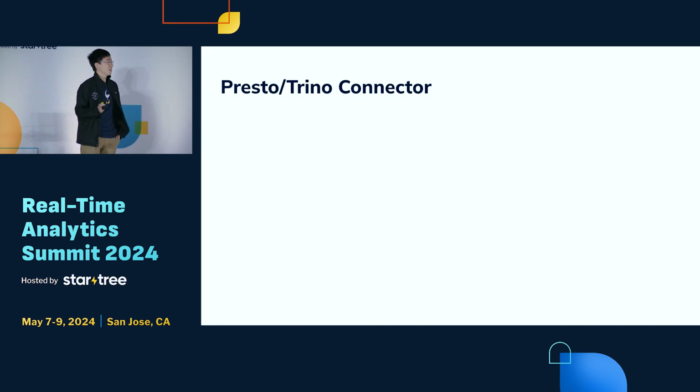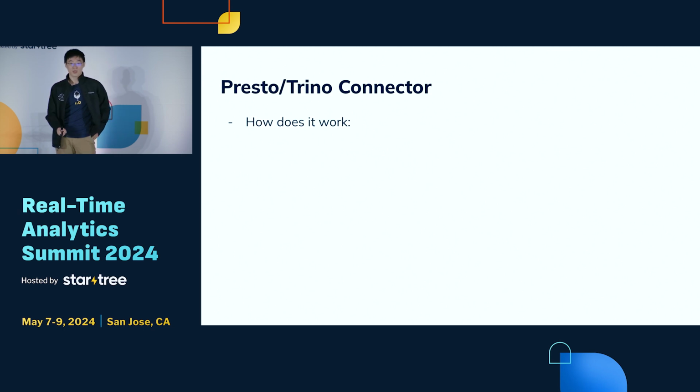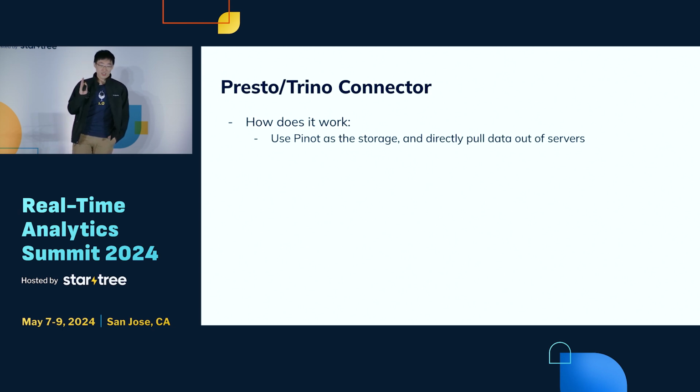Okay, next, we think, these approaches are not scalable. What about using something external to help me do this? Presto and Trino are quite mature join engines that I can pick. So we built the Presto Trino connector to help us solve this problem. Basically, we use Pinot as the storage, and then we directly pull data out of servers.